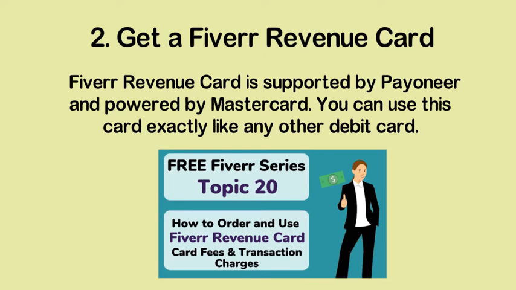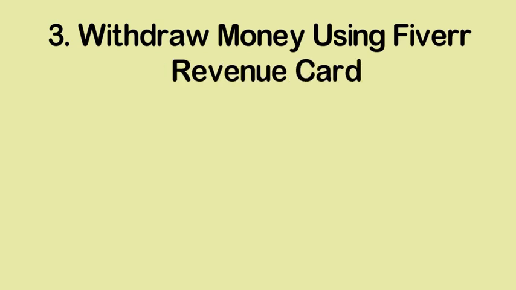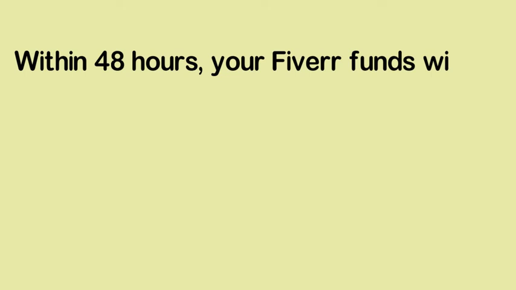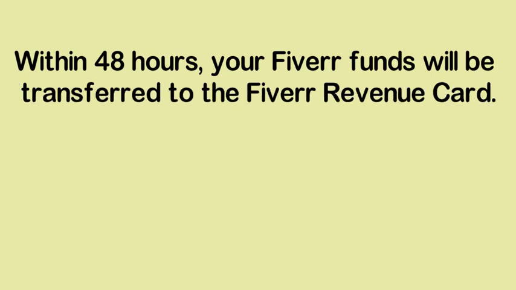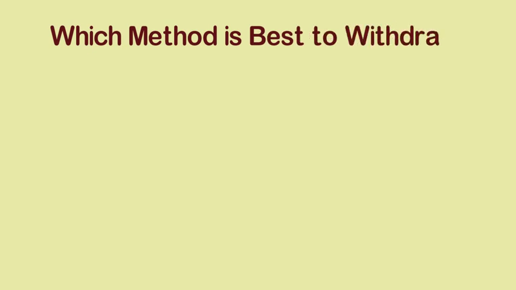Step number 3, withdraw money using the Fiverr revenue card. Here are the steps that you need to follow. Go to the earnings section on the Fiverr dashboard. Click the Fiverr revenue card option. Within a few minutes, your Fiverr funds will be transferred to your Fiverr revenue card. Now you can use this revenue card at any ATM in Pakistan to withdraw your money. As simple as that.